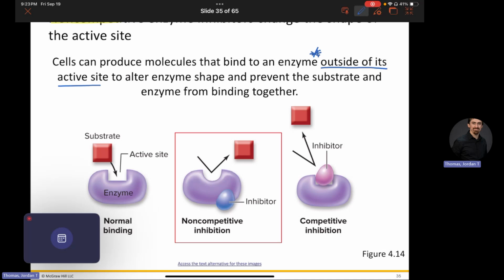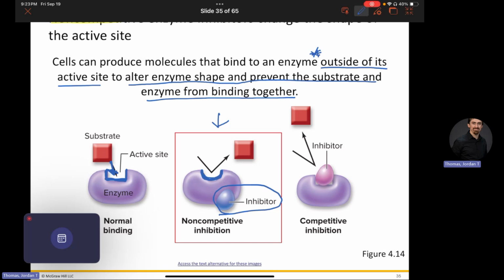The molecules that bind to the outside of the active site to alter the enzyme shape and prevent the substrate and enzyme from binding together. So if we see in this middle part here, this right here is a non-competitive inhibitor because it's not competing with this active site here. But you can see when that non-competitive inhibitor binds to the enzyme, we go from having this nice square active site where the substrate can bind to the circular active site where the substrate cannot.